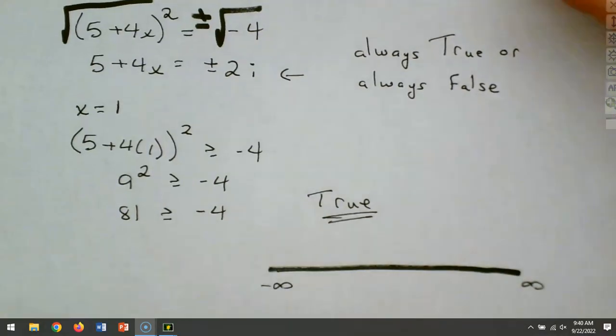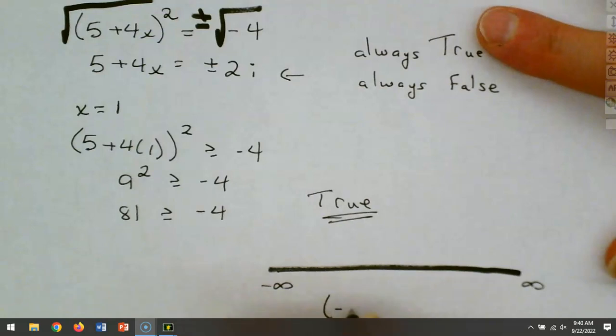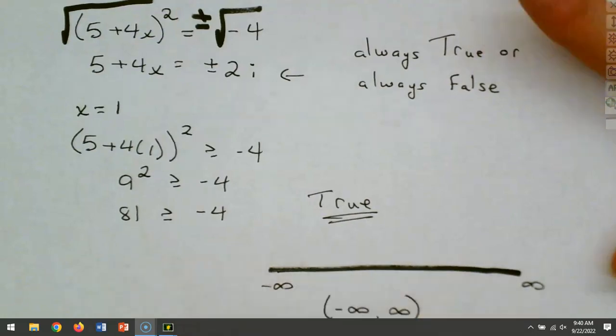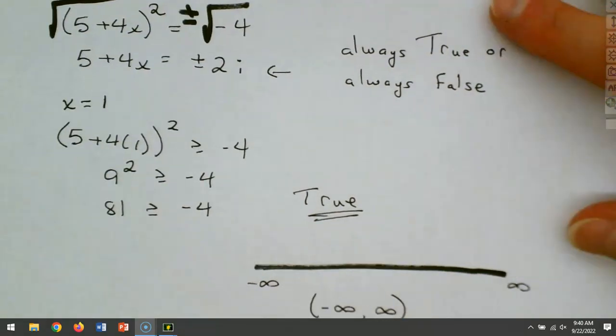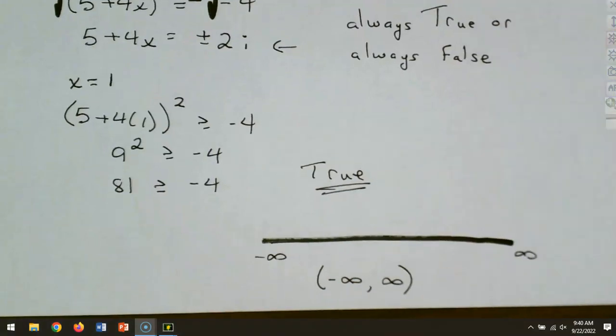And your answer would then be negative to positive infinity. Now, if it would have been false, what would my answer be? No solution, right?